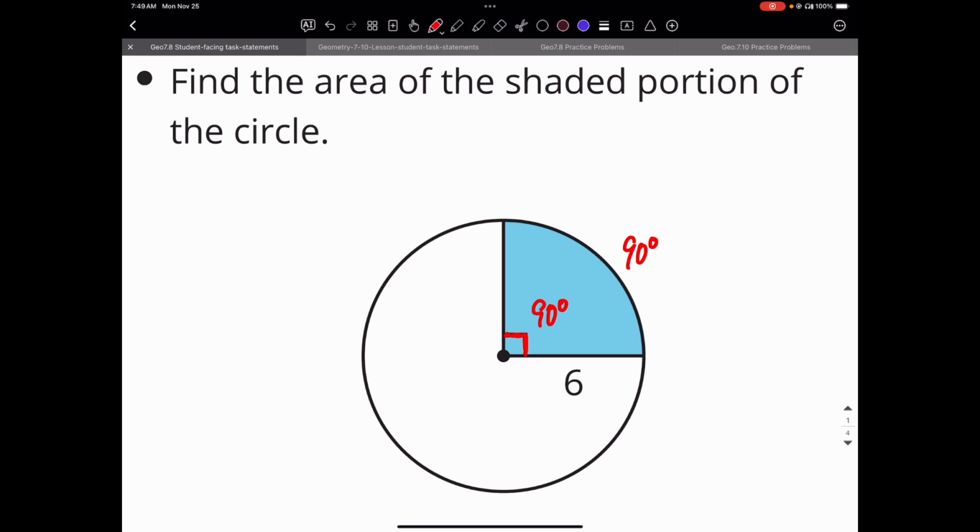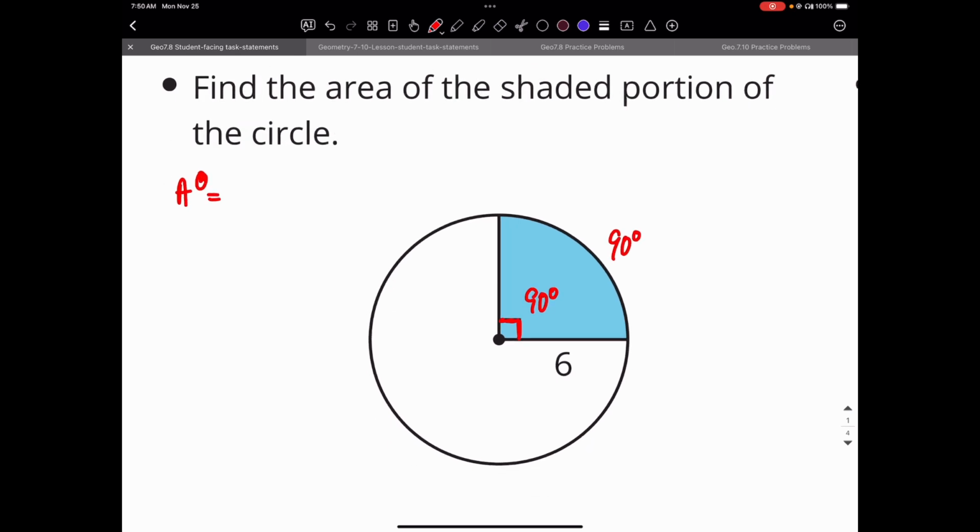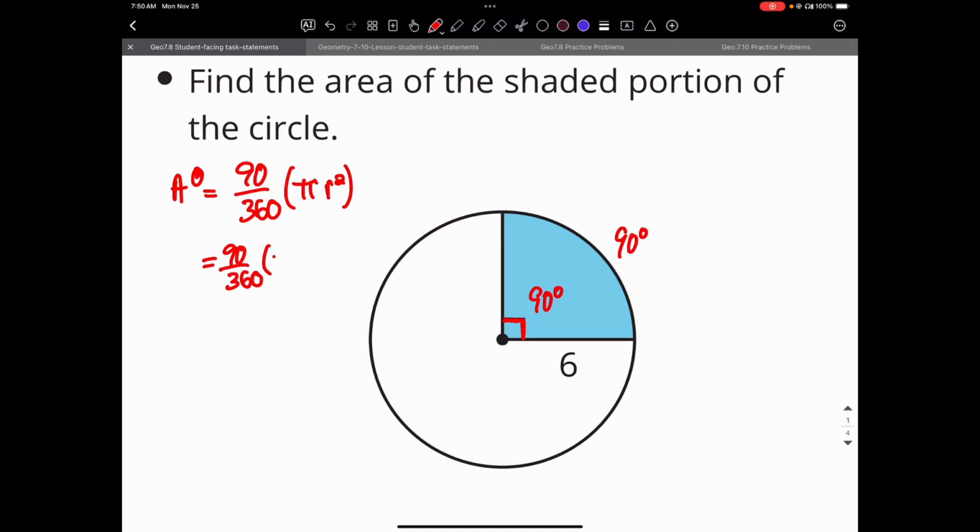So let's use our formula. Area of that shaded region would be 90 over 360 times pi radius squared, right? So then that would be 90 over 360 times pi times 6 squared, right?